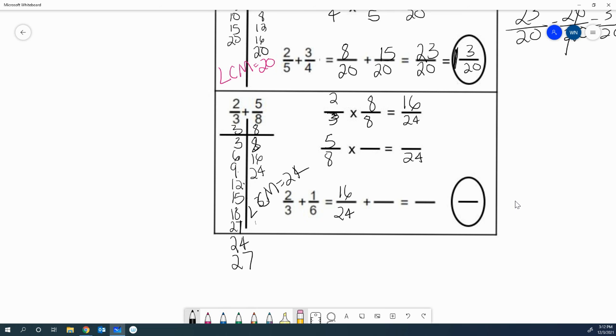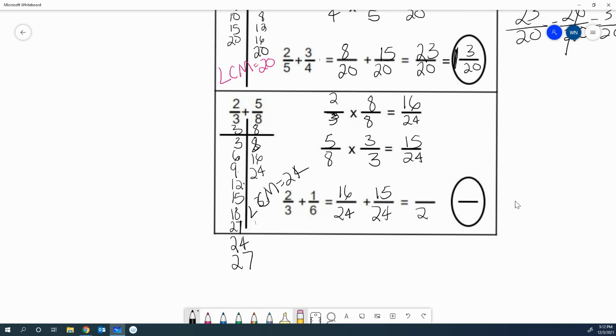Now let's do that second fraction. 8 times something is 24. I know that 8 times 3 is 24. And if I multiply the denominator by 3, I also need to multiply the numerator by the same number. 5 times 3 is 15. So I've got 16/24 plus 15/24.